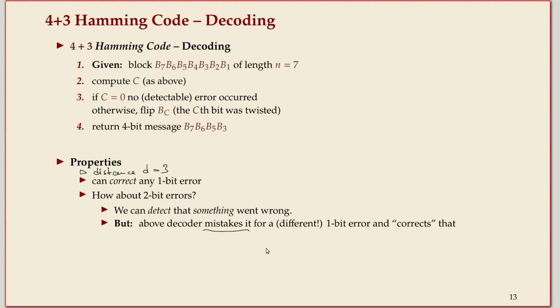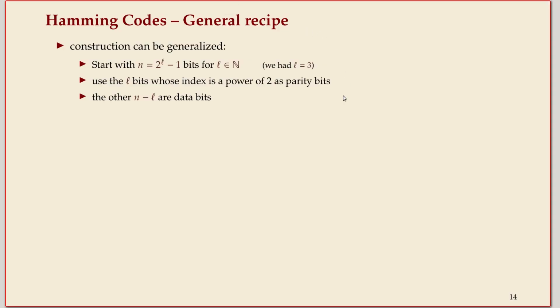So much for the 4+3 Hamming code. You can take the construction that I've shown you and generalize that. If you start with n bits, which is a power of 2 minus 1, in our case it was 7, so we had L equals 3, then n works out to 7. But even if you start with any other power of 2 bigger than 7, you can use L bits, namely those at indices that are a power of 2, as parity bits using exactly the same scheme.